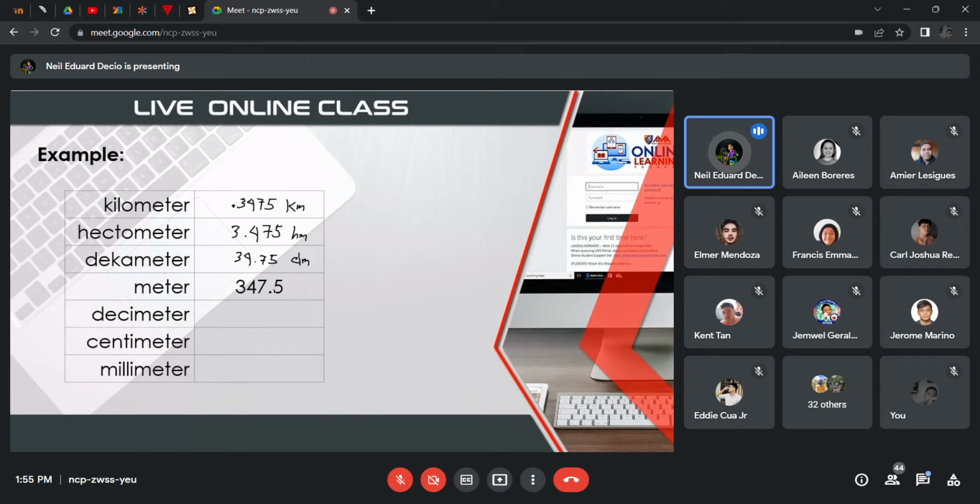Okay, now, let's have yung prefixes shorter than a meter. Now, since again, base 10, but then yung decimeter, centimeter, and millimeter are units that indicate that they are shorter than a meter. Now, what we'll do naman dito is we'll just move the decimal point to the right pag shorter siya sa meter. So, how many decimeter is 347.5 meter? How do we convert that to decimeter?